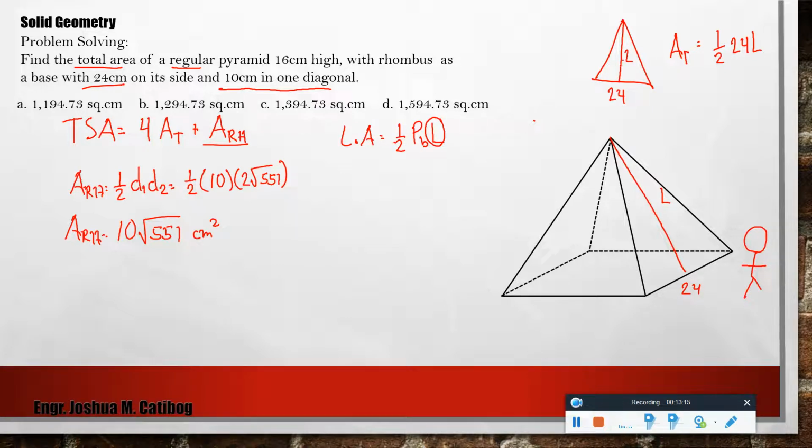So saan po natin kukuhanin yan? So come to think of this, sir. Meron po tayong center kanina. So drawing po ko ng height. Ano po yung height natin, sir? Ang height po ay 16 centimeters. Sir, ito po ay L natin, itong patagilid na to. Then, ano po sir ang gagawin natin dito?